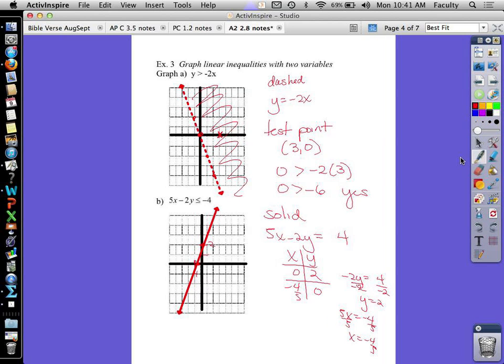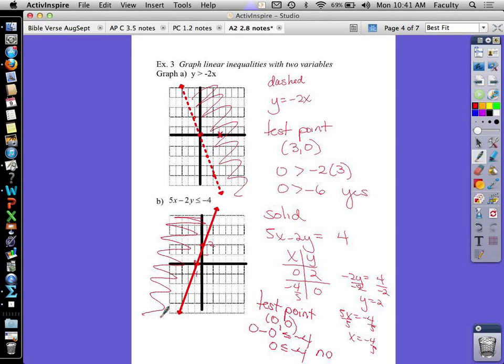Now the question, Elena, what's step 3? Use a test point. Can I use 0, 0? Yes, because it's not going through 0, 0. So I'm getting 0 minus 0 is less than or equal to negative 4. Anyone, is 0 less than or equal to negative 4? No. Right? 0 is not smaller. So I'm going to shade on this side. Okay?